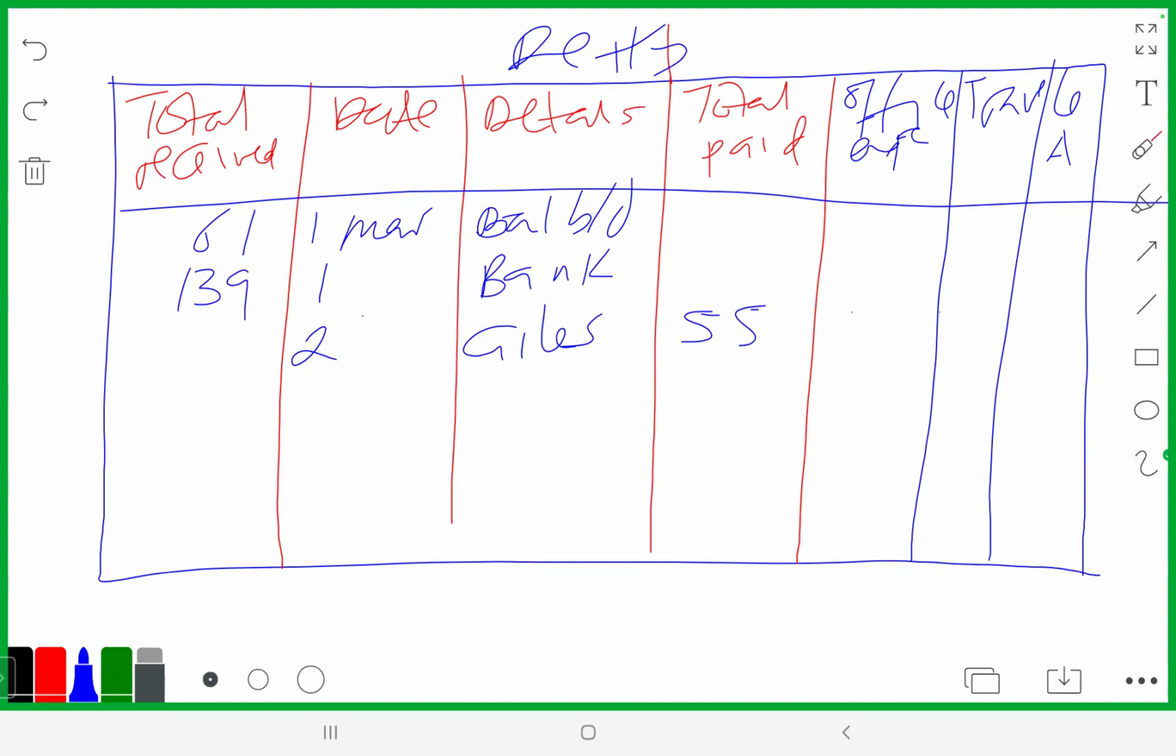So you put it in the last column again. This is the analysis of this. You put in the last column the amount again, the 55. Why are you putting it? You are trying to analyze the expenditure, like which category it belonged to, and why you incurred that expenditure.